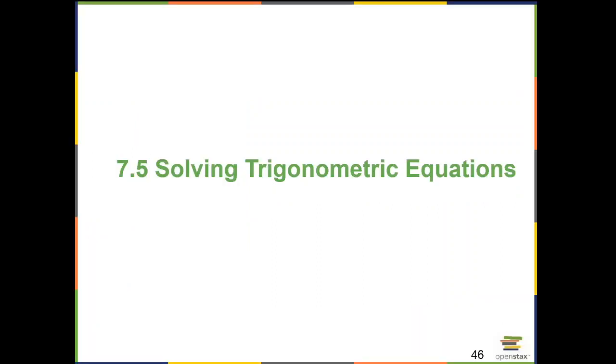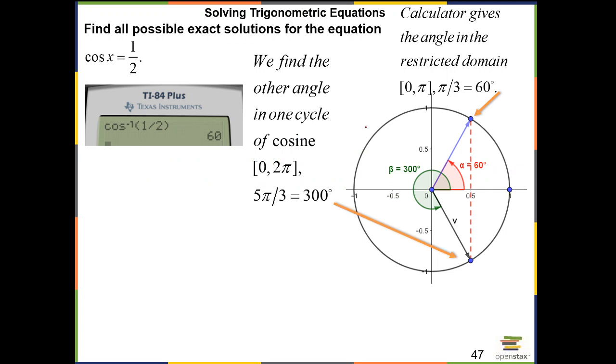Let's start with solving. I already solved two simple equations before, but I'm going to repeat them here. One was a simple equation, cosine x equals 1/2. Now to solve a trig equation, we isolate x. Obviously we're looking for values of x, so to isolate x, we have to use cosine inverse.